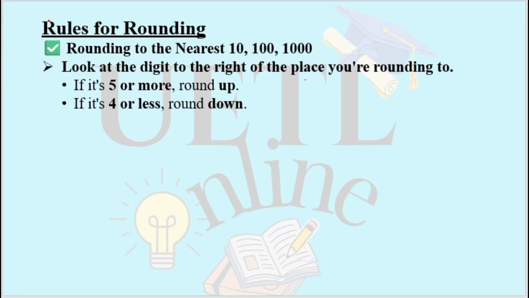Now let's talk about the rules of rounding. Let's start with rounding to the nearest 10, 100, or 1000. You have to look at the digit to the right of the place you are rounding to. If it's 5 or more, you round up, and if it's 4 or less, you round down. Let's start with an example. Let's say I'm given the number 16, asked to round to the nearest 10.